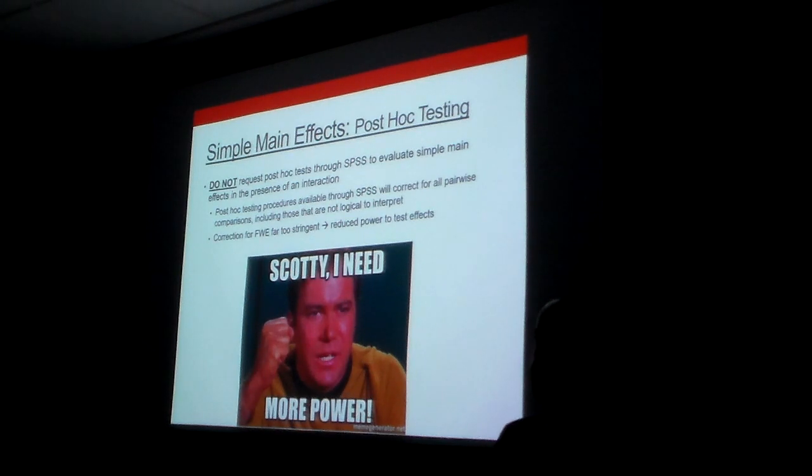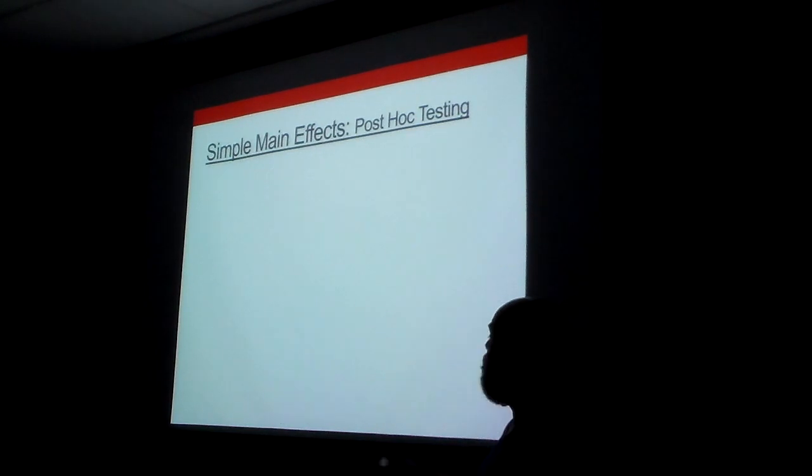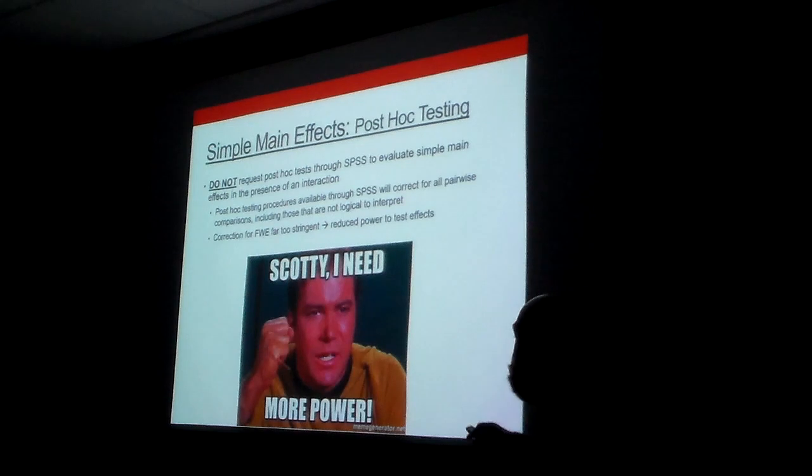Is SPSS going to be careful and only give you correction for the number of possible tests that you could, or interpretable tests in these interactions? No. It's going to correct for all possible comparisons, right? So, if we're talking about a 3x3 design, there's 18 real comparisons that could be made. How many is SPSS correcting for? 36, right?